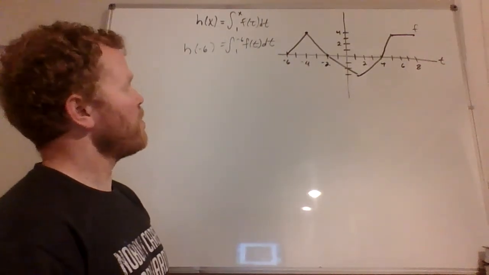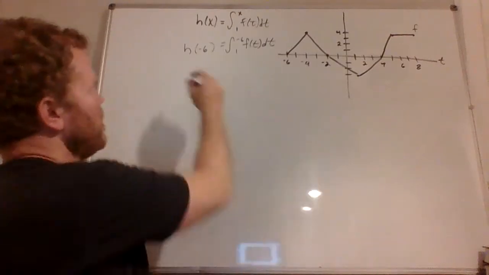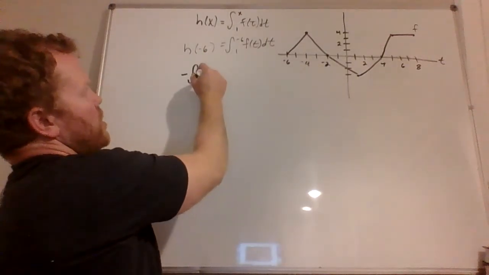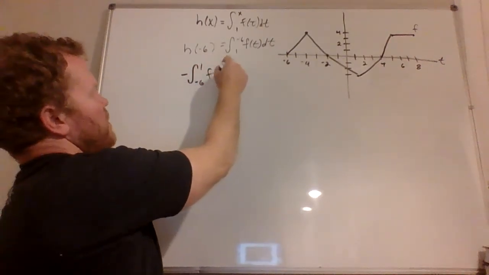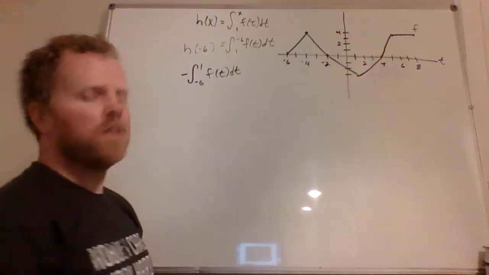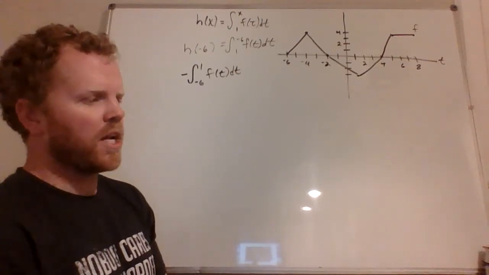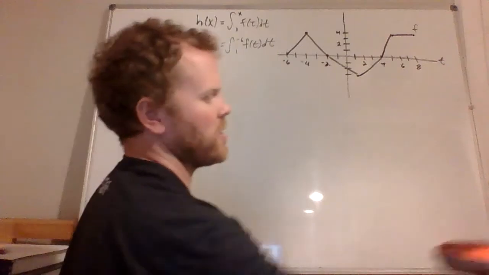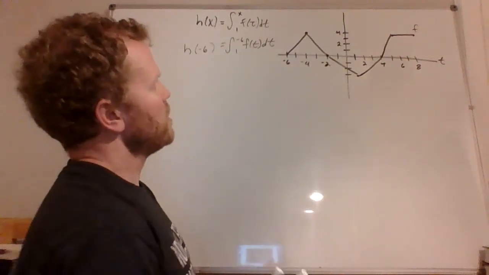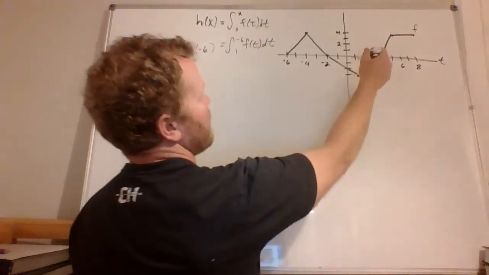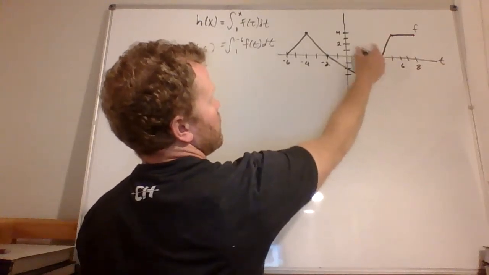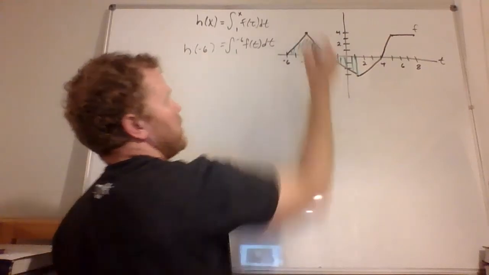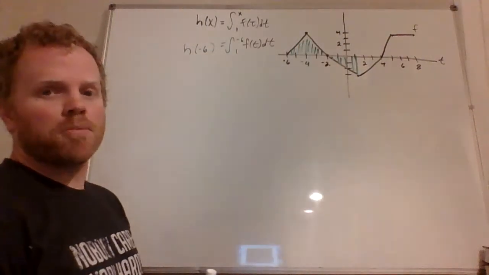Now, you have the option to flip the limits and just go from -6 to 1, f of t dt, and that would be okay, or we can think about it in an alternate way. So either way, we should get the same answer. So I guess I'll do it both ways. So when we're going from 1 to -6, we're essentially going backwards. So you're talking about all of this space.